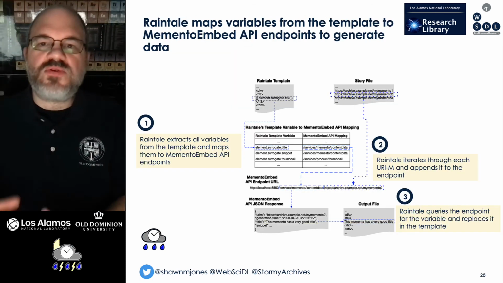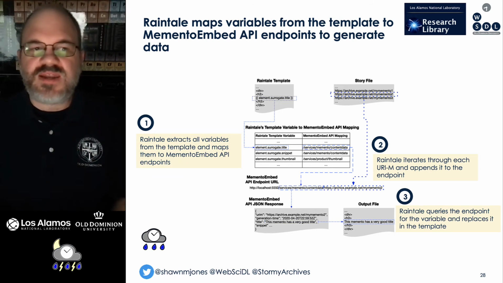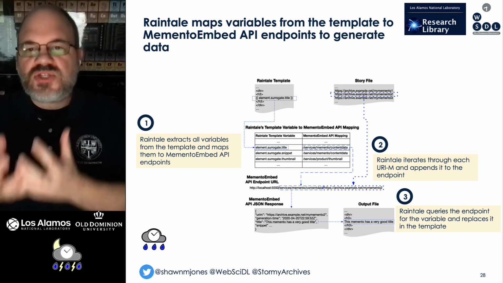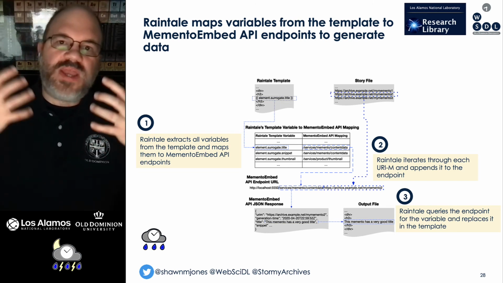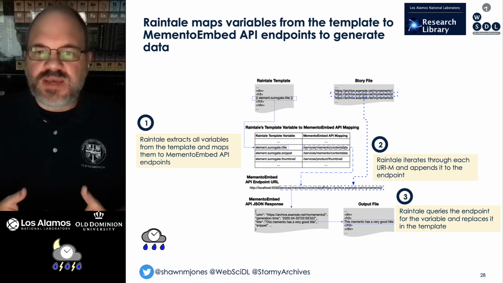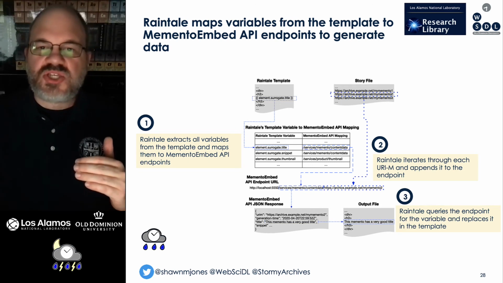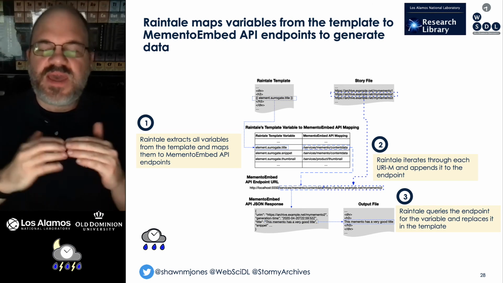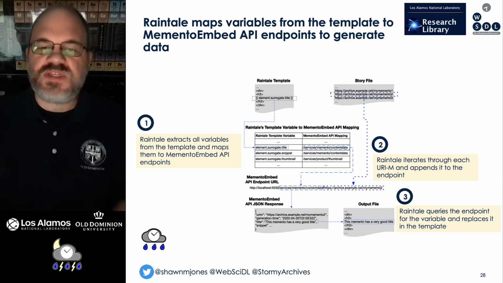And Raintail maps variables from the template to Memento Embed API endpoints in order to generate this data. Again, you feed in the template, you feed in the story file that contains your mementos. Raintail extracts the variables from the template and finds the Memento Embed API endpoints. It extracts each memento URL from the story file and appends it to that Memento Embed API endpoint, and that's how it asks Memento Embed for this information.